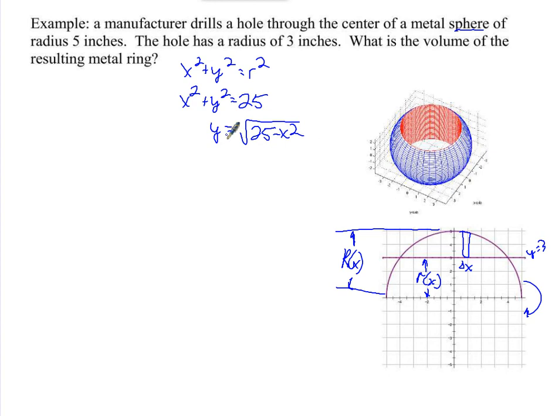So set this equation equal to 3. Square both sides. Add x squared to both sides. Subtract 9 from both sides. Plus or minus 4. So that's our 2 intersection points. Like we thought, but we have to prove it mathematically. So now do we have enough information? All right, so then V equals?